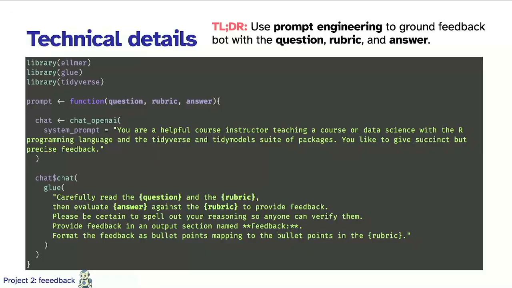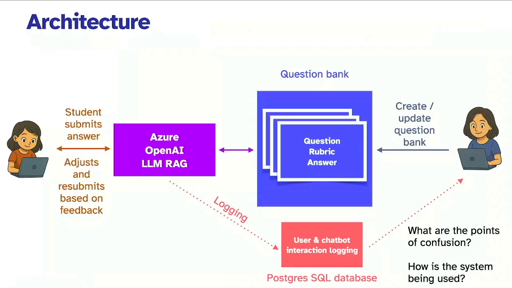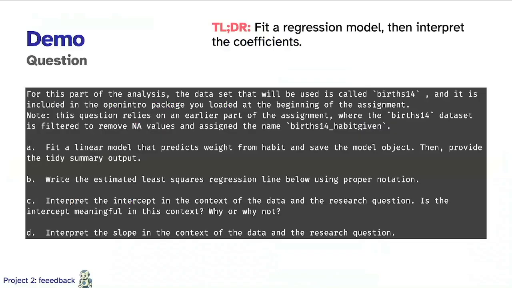So a little bit of TLDR, but the technical details is that we can use Elmer, the R package that Hadley talked about for interfacing with an LLM, to give it a system prompt. This is a shortened version of the system prompt to fit onto the screen. But the idea is you're a helpful course instructor and you like to give succinct feedback. Read the question, read the rubric, and read the student answer, and give feedback against this rubric, okay? And basically, we're using that same model as before, and we're going to be logging the student data as we go as well. So let's take a look.